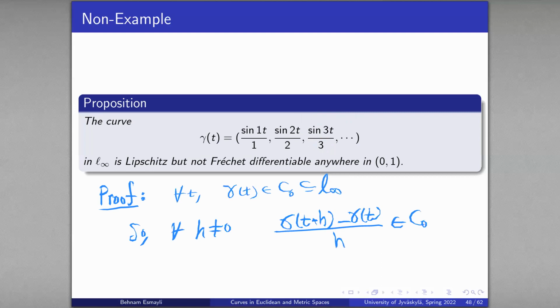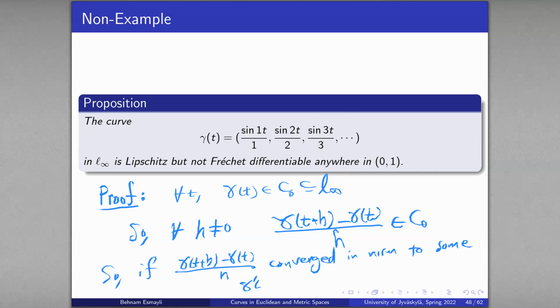Because C0 is a linear subspace, subtracting, you remain inside the subspace, and dividing by a real number, which is scalar multiplication, you still remain in C0. So if (gamma(t+h) - gamma(t))/h converged in norm, in infinity norm, to some gamma prime of t, then this gamma prime of t would be in C0.